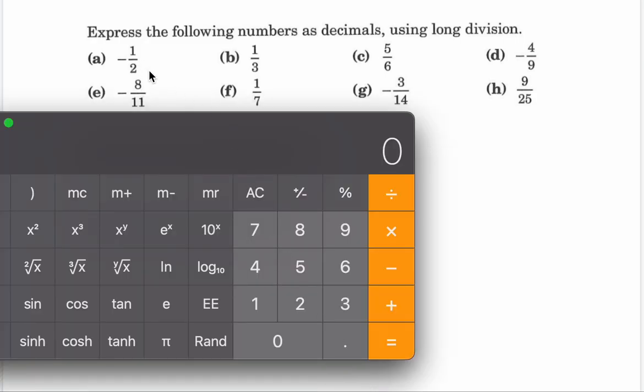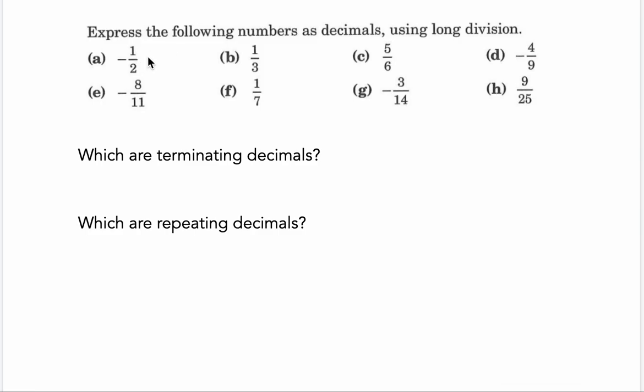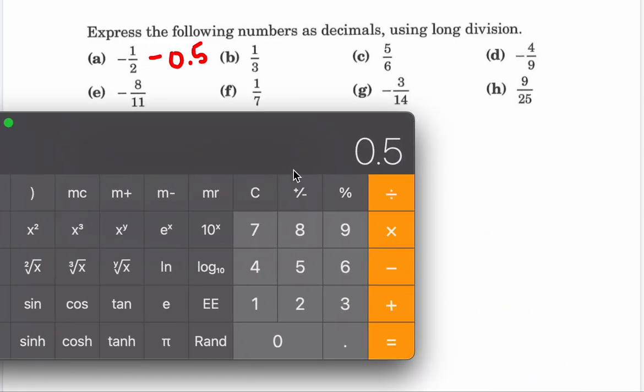So for the first one, negative 1/2. I'm going to take 1 and divide it by 2. You should probably already know what that answer is. It's 0.5. Okay? And it's a negative, so it's going to equal negative 0.5. We don't really care about the negative. We really care about the decimal part, but just know that this is a negative number. So we do have to keep that negative.